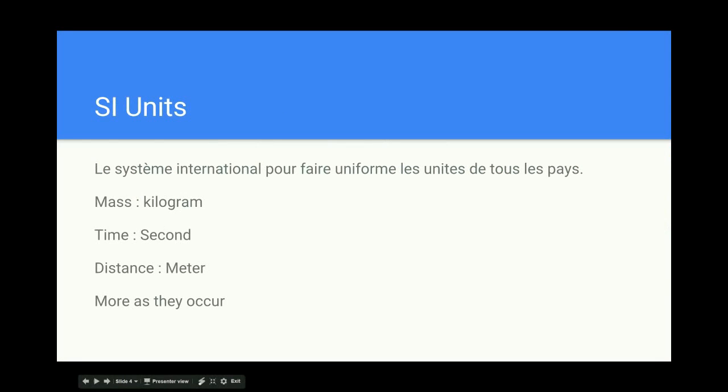Now, like I said, the English system is stupid and you should feel bad for using it. We will be focusing on the international system, or the système international, because it was developed by the French back when they were still super powerful.